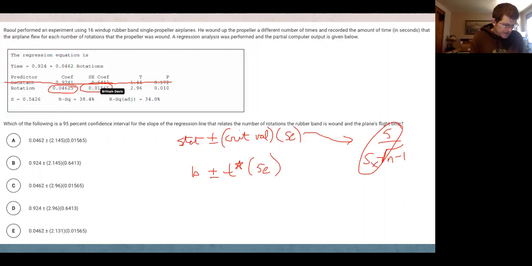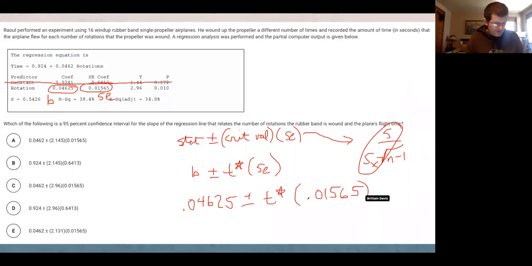So the standard error is given. I'm just going to substitute these two values in. Here's s, the SE, I can say, for standard error. And this is b right here. So it's going to be 0.04625 plus or minus t star times 0.01565. So just with that, you can rule out a couple of answer choices. And if you look at the remaining answer choices, the only thing that changes is the t star value. So that's what it comes down to.